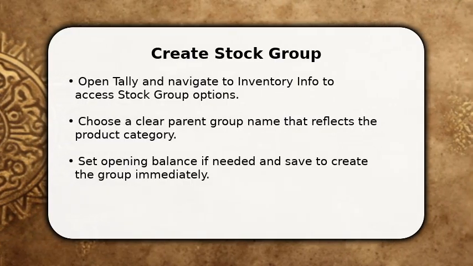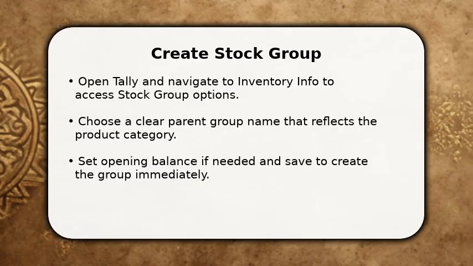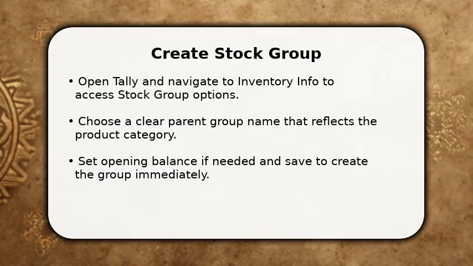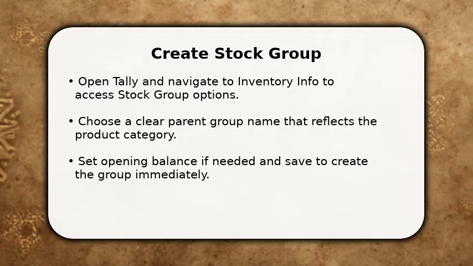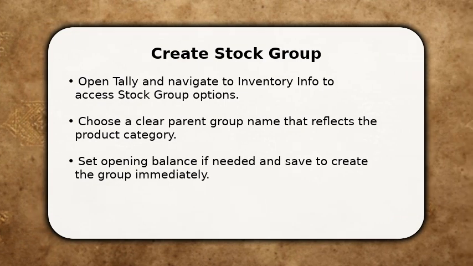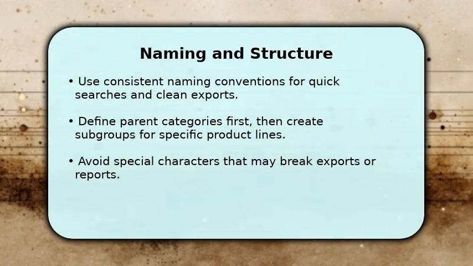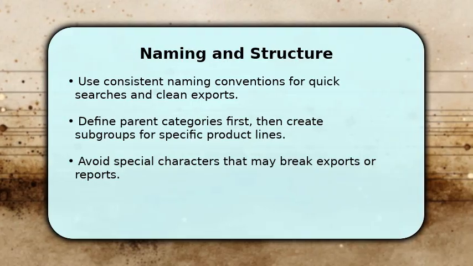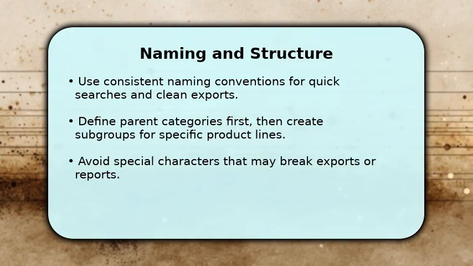This exact workflow ensures accuracy and fast reporting within Tally's inventory module. Follow steps in order to avoid duplicate groups and reconcile quantities easily. Start by defining parent categories that match your product lines, then create specific stock groups under them for easy tracking.